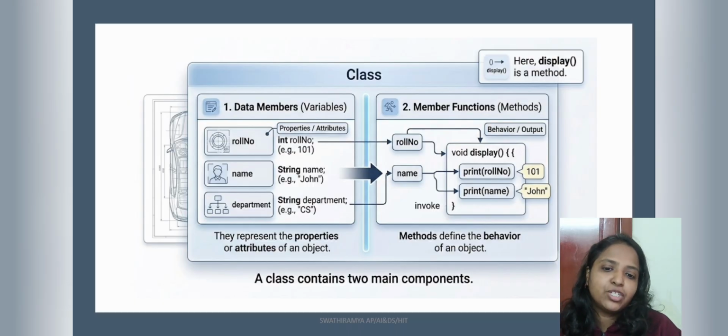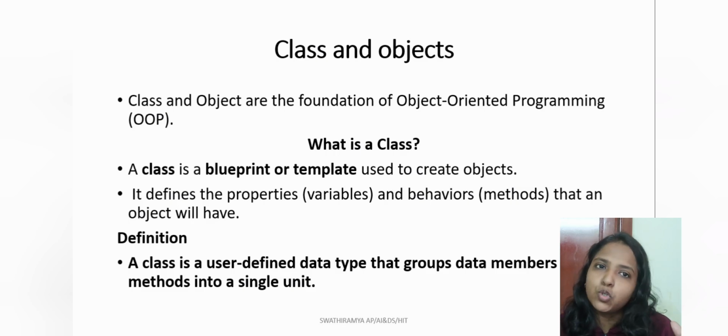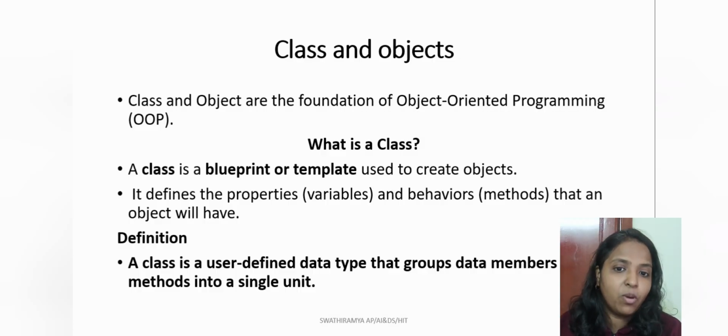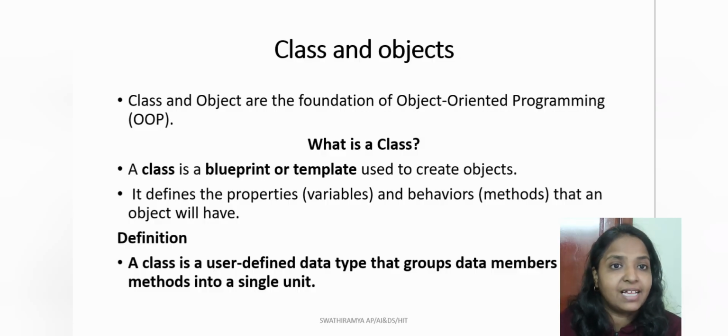So that is the basic relationship between the class and object, this is how it works. Okay, so now let's define a class more formally. A class is a blueprint or a template used to create an object. A class will define the properties and behavior, and its objects will have these properties and behavior. The objects that we create using this class will have the properties and behavior that we defined inside the class.